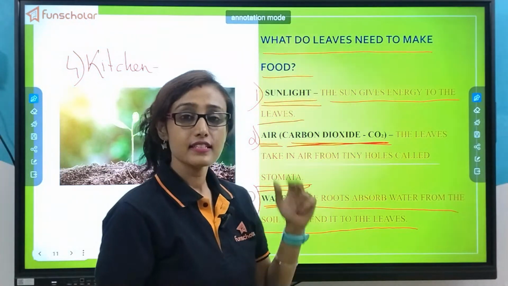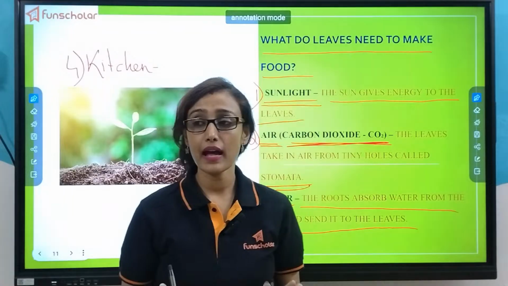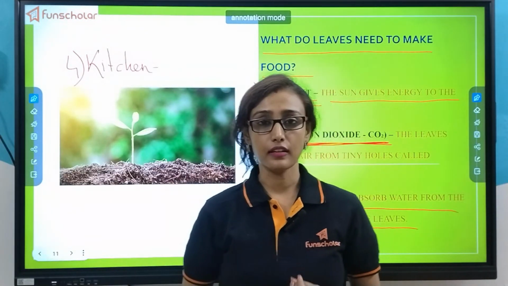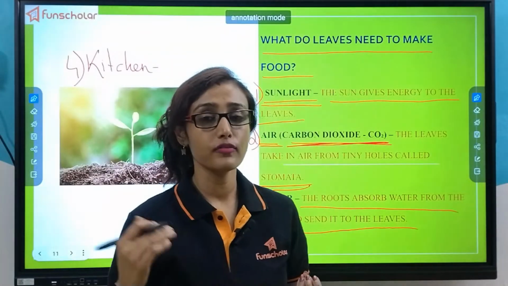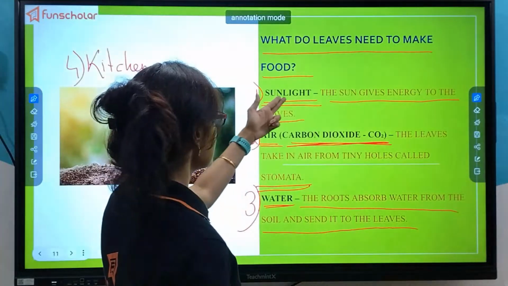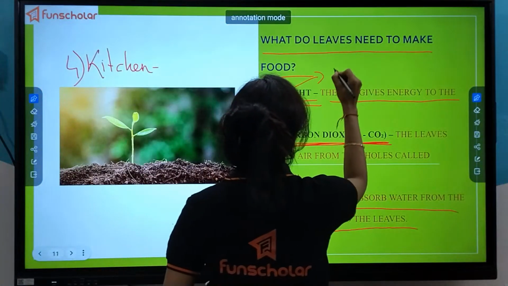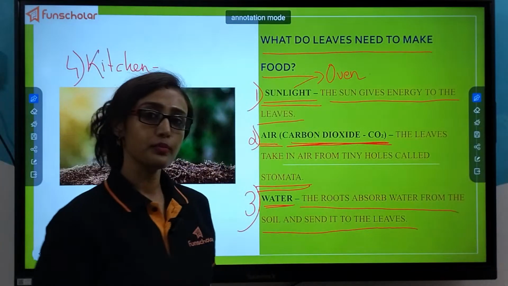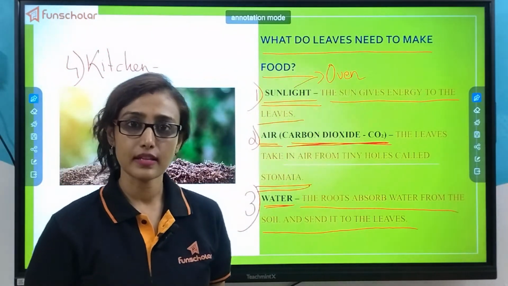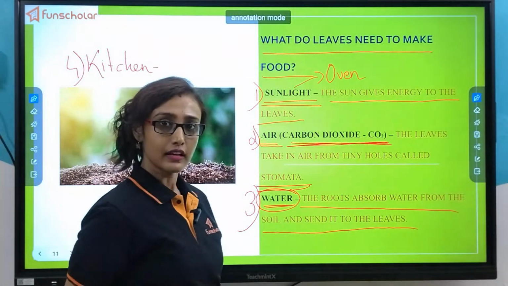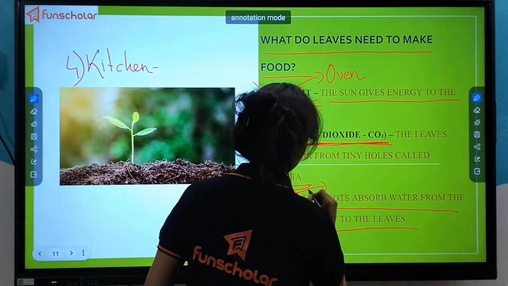Sunlight acts as heat. Just imagine when you cook food in the kitchen, you use a stove or gas, something like that, to make your food. So sunlight here acts as the oven. To make rice or dal or vegetables, you use water, right? So water.